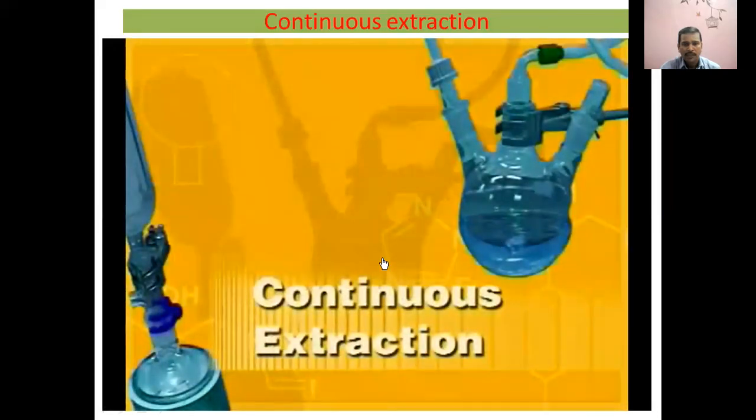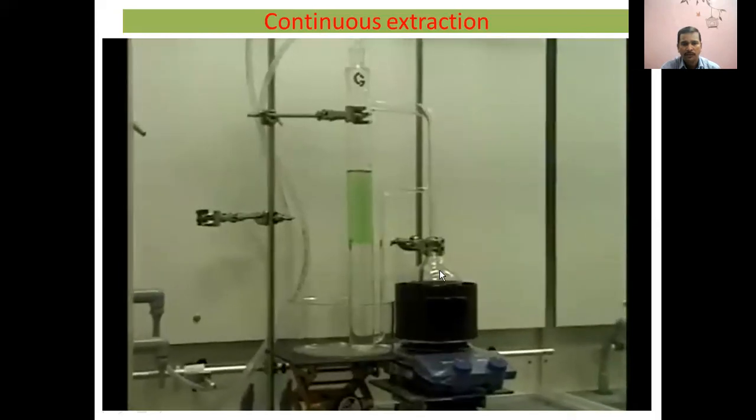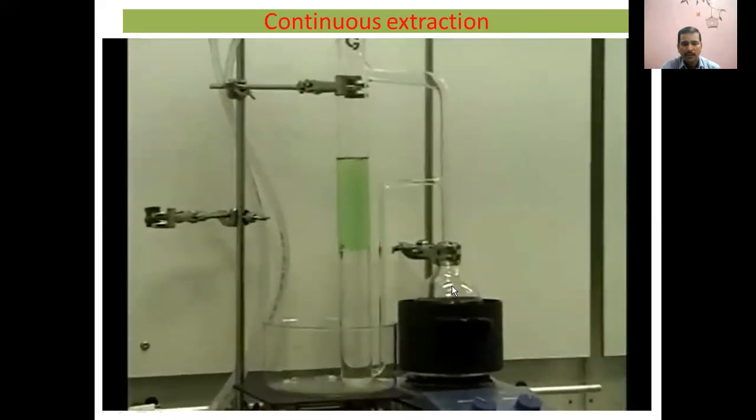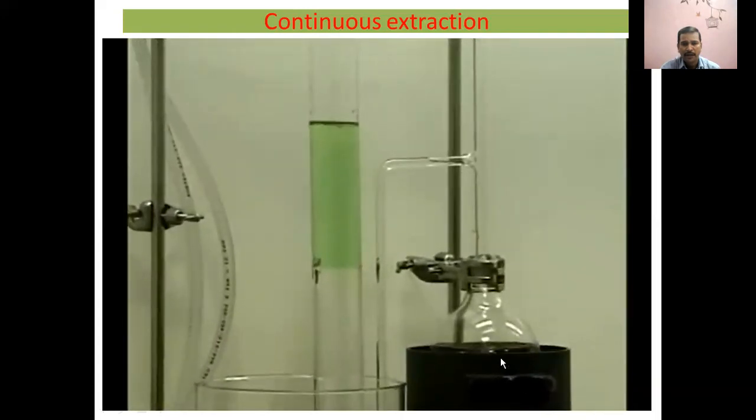So continuous extraction, you know the definition. It is an extraction technique used when our D value is less. You can see here, this is the sample tube and this is the water cooled condenser. This is the solvent reservoir. In this solvent reservoir, solvent has been taken and it has been kept in a heating mantle.